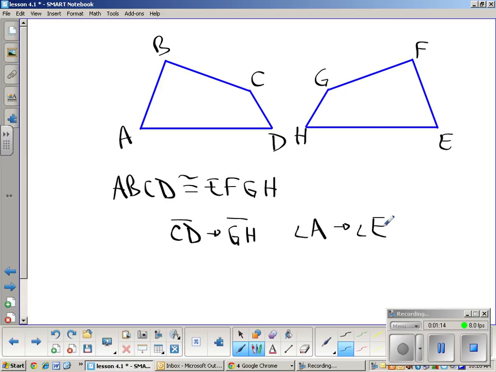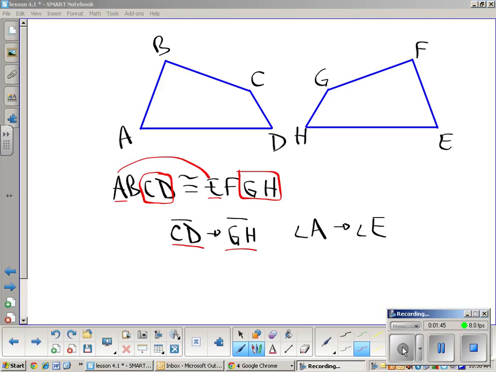Now if you notice, A is the first letter of this name, and E is the first letter of this name, so they are corresponding. And CD are these last two, so GH are those last two, they are corresponding. Are we writing all this? Yeah, you should be writing this down. I'll pause and let you get caught up.